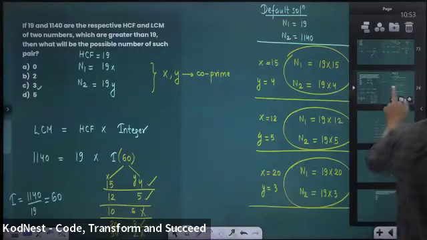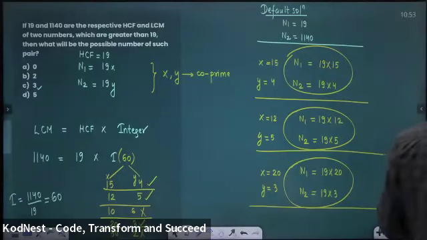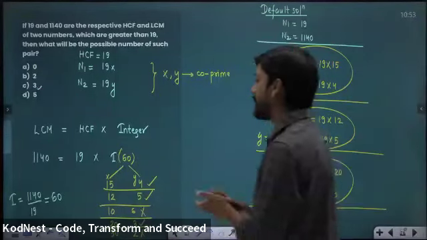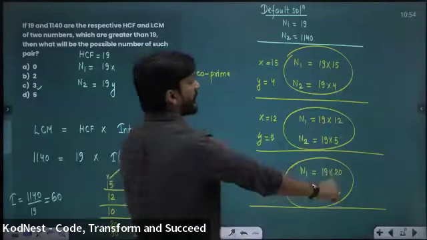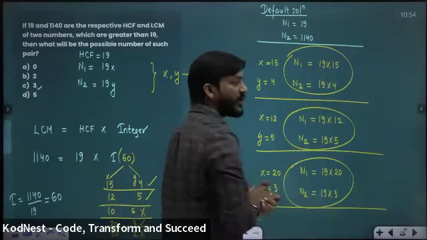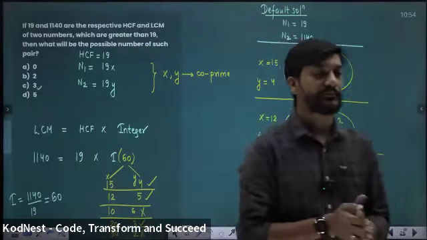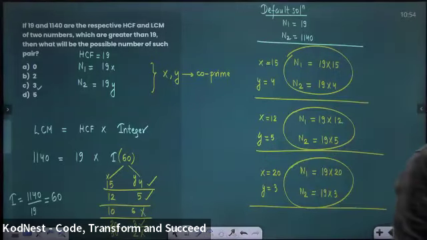All right. Carefully see, please. Take these two values and tell me what is the ratio. What is the ratio? 19 into 15, 19 into 4. What is the ratio?